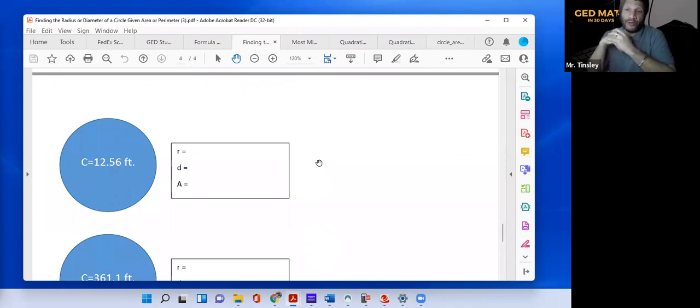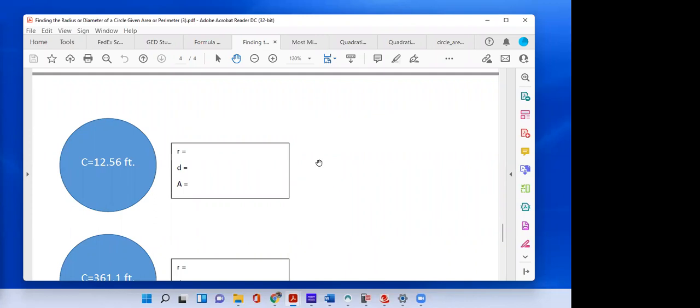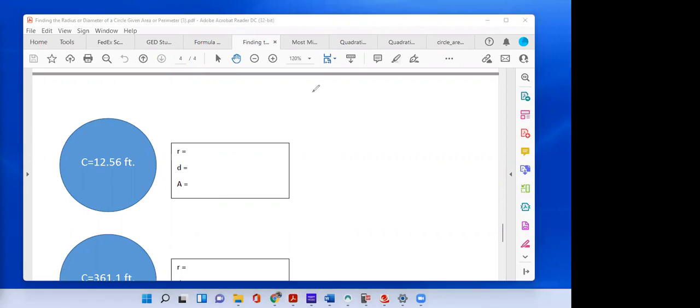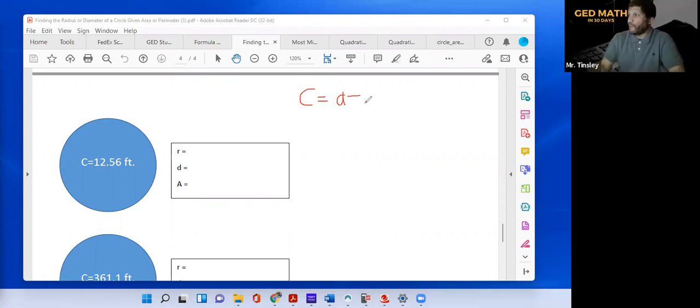C equals 12.56. What does C stand for when we're talking about a circle? Circumference. Okay, so now what is the formula for circumference? C equals d pi, or C equals 2 pi r.